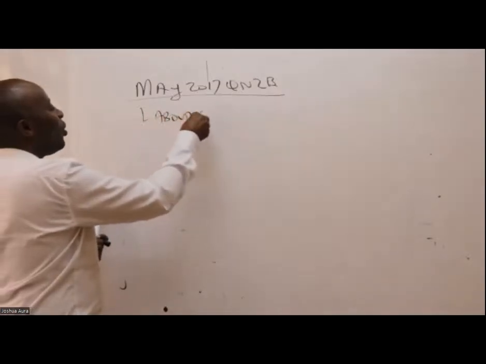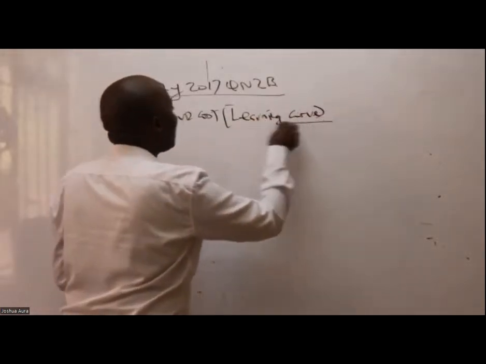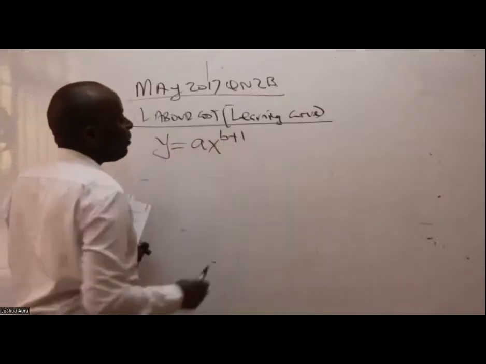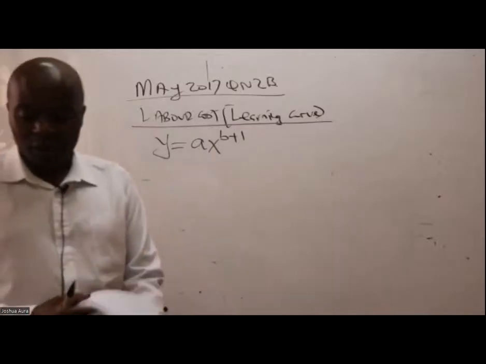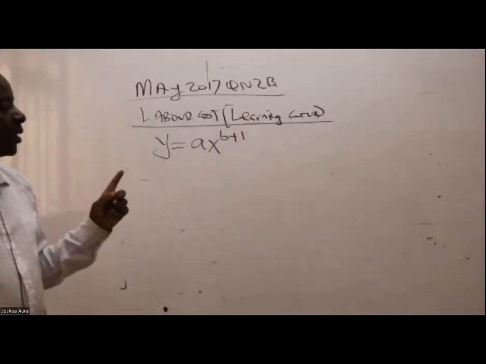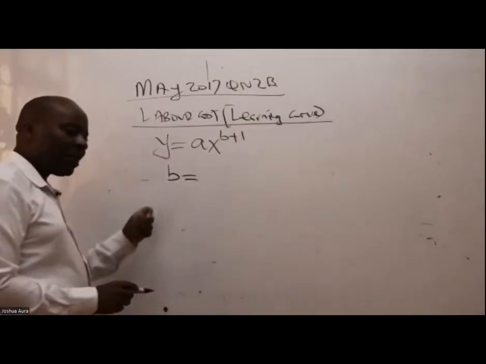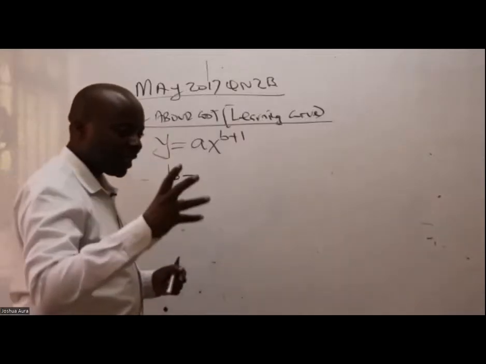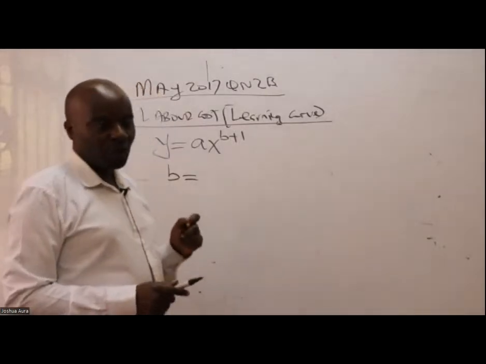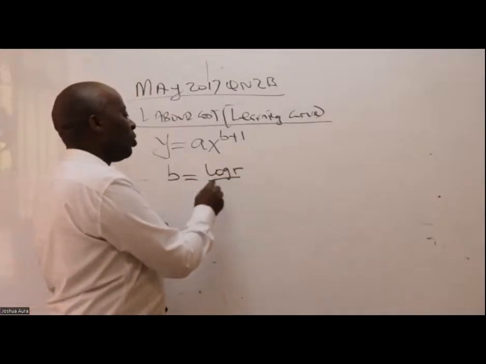To get the labor cost, because we are told that there is a learning curve, the first thing I'll do is to write there y equals ax raised to power b plus 1. That is the first thing you do for predicting this. And then I would want to get b. Remember, sometimes the examiner will give you the value of b. But to be on the safer side, we would expect ourselves to remember the equation. So in this case, b will always be equal to log r over log 2.